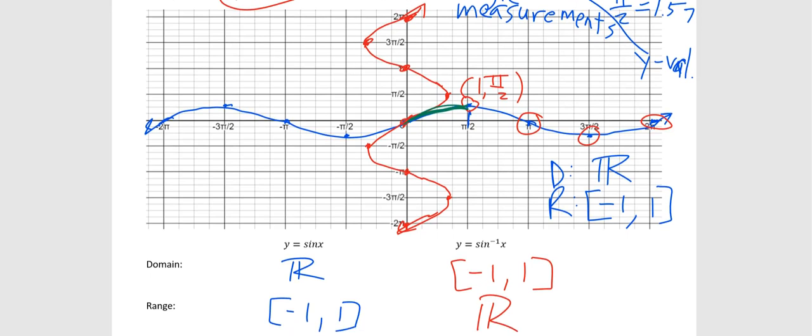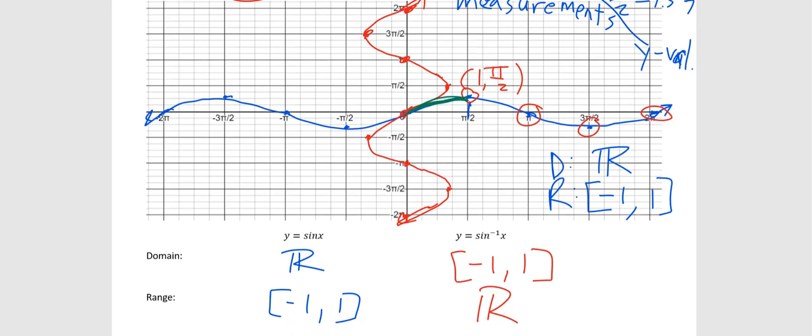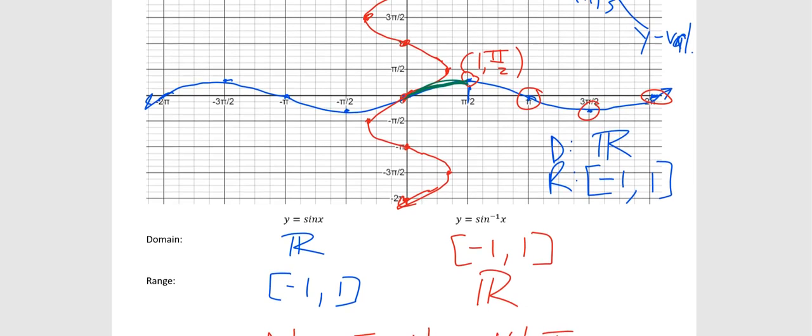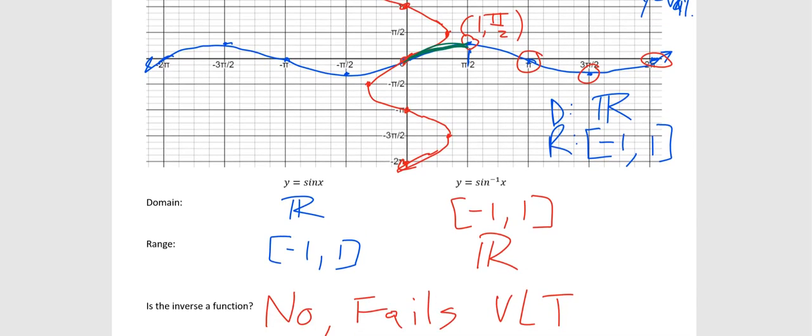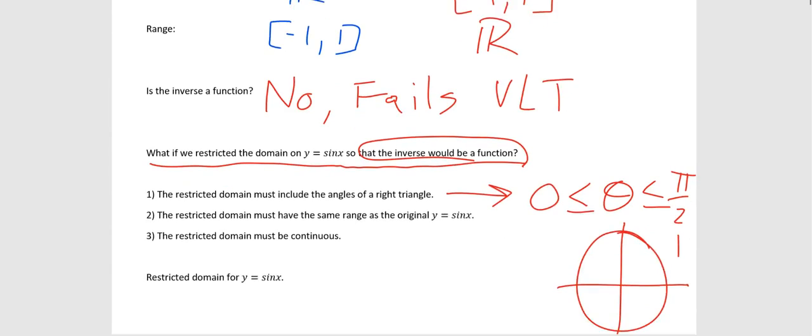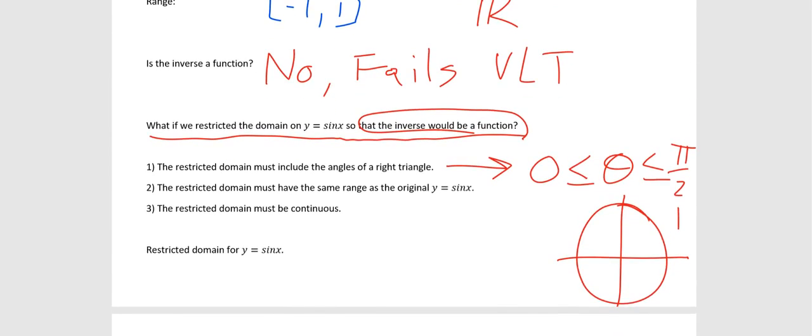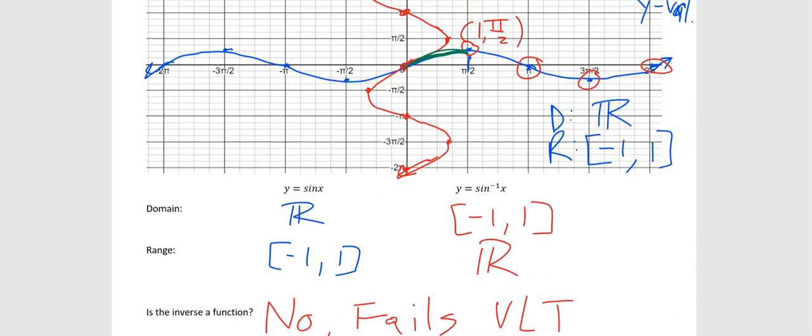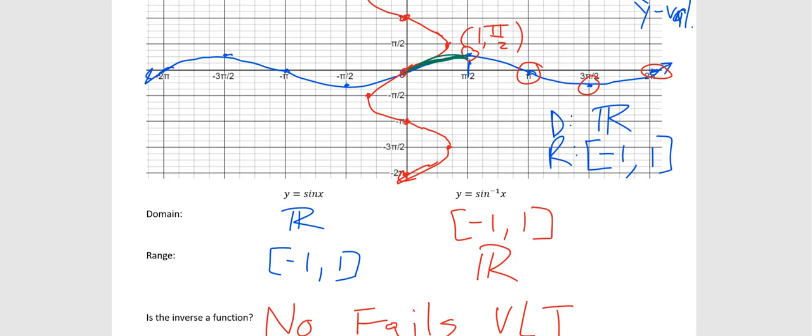We're looking at the original sine wave, and we're trying to make a decision based on these 3 criteria. Next, the restricted domain must have the same range as the original sine function. So the original sine function had -1 to 1. Now, if you look at the green stretch that I've highlighted right now, what's the range of that green stretch only?